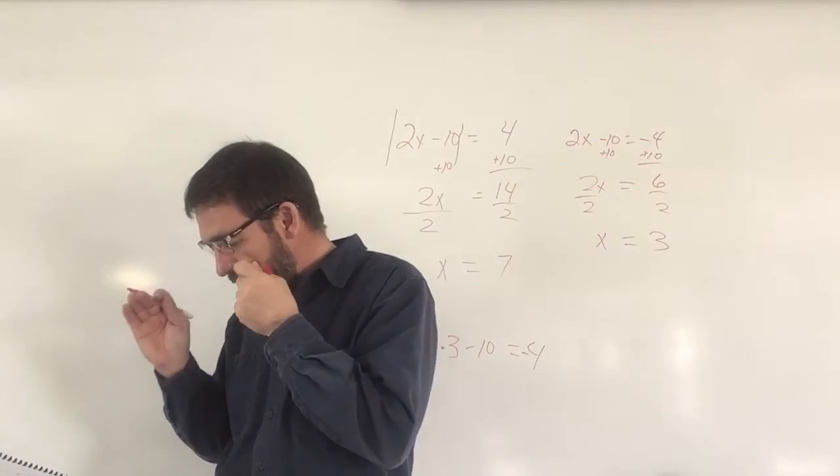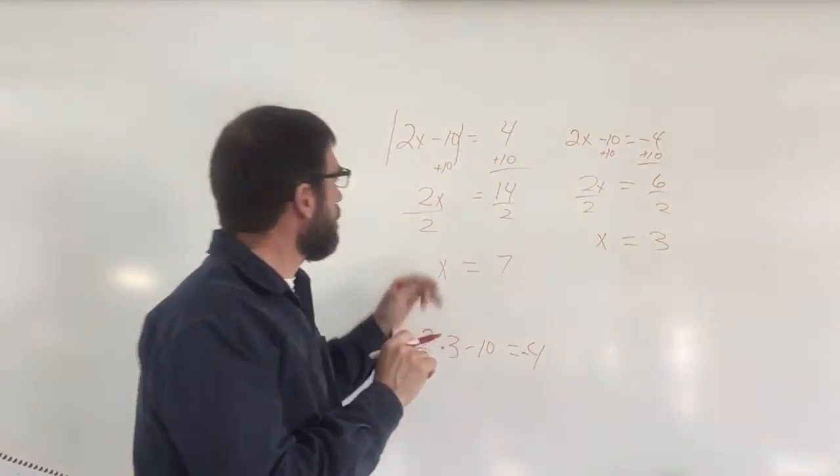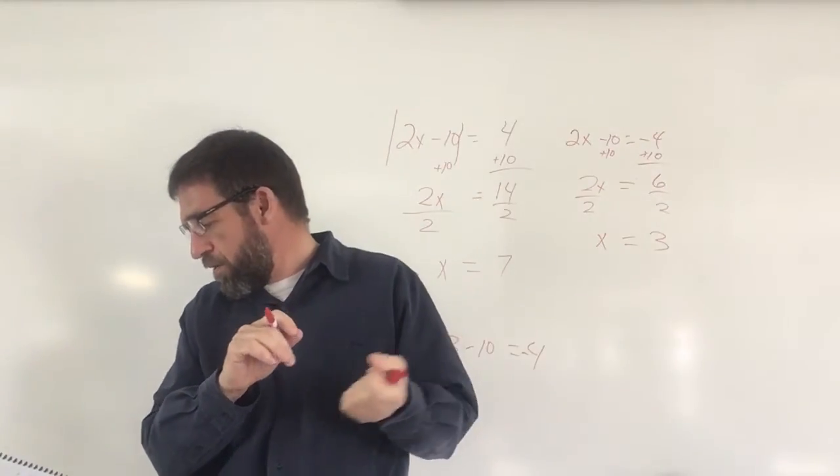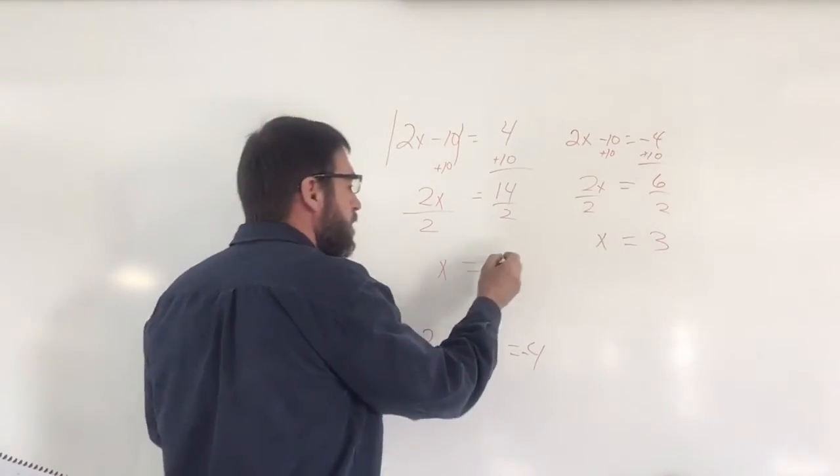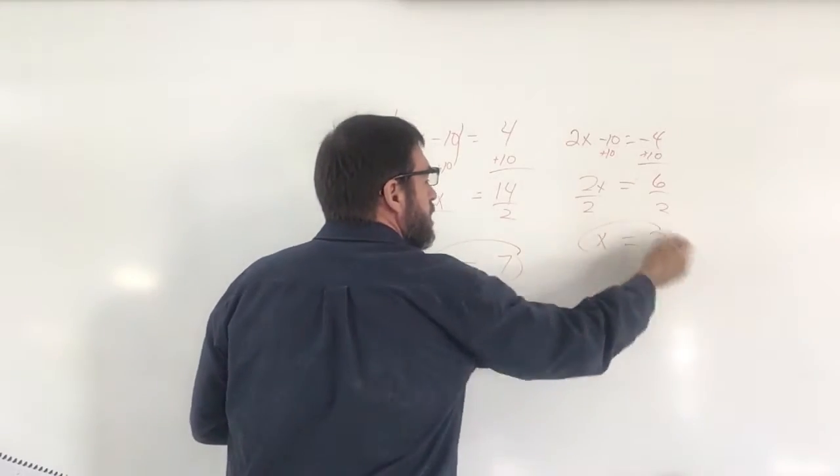So now we have checked number, what did I say this was? Number 4. We have checked number 4. It's 7 and 3. And we checked them. The answers are right. 7 and 3.